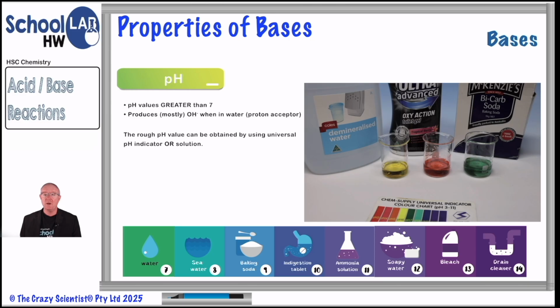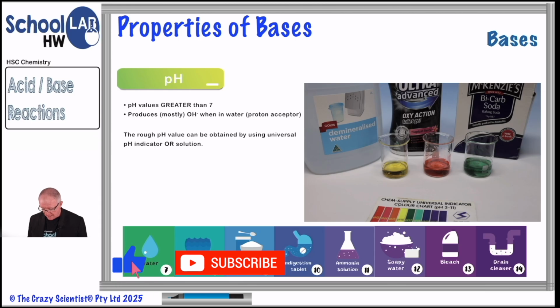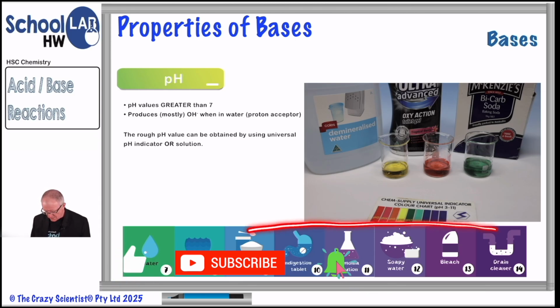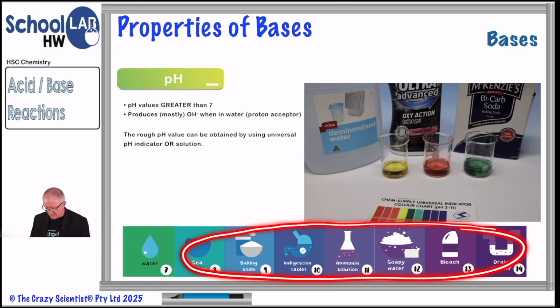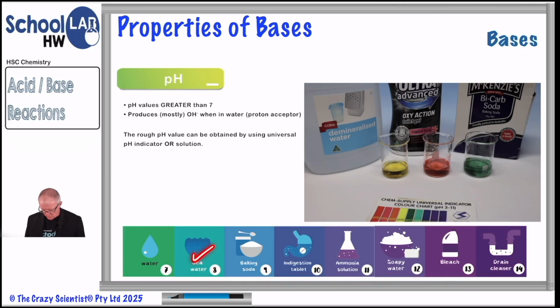What about pH? pH is where we have an alkaline solution. So when a base is mixed with water, it makes an alkaline environment, and that gives us a pH that is greater than 7. We can see some common examples here: seawater, baking soda, and notice we've got ammonia, soapy water, bleach, drain cleaner. So that is greater than 7.